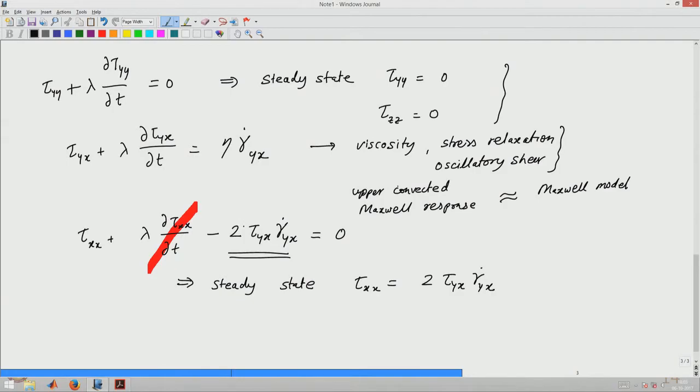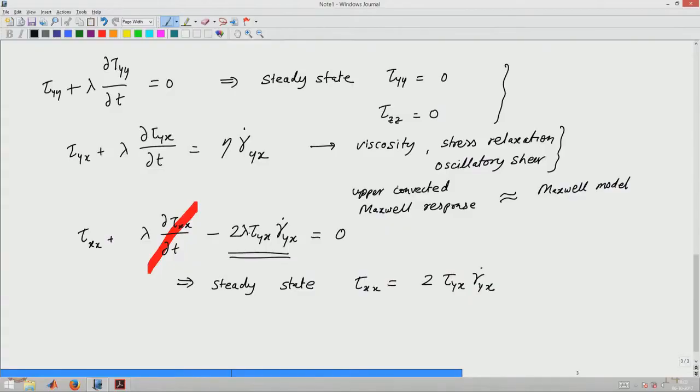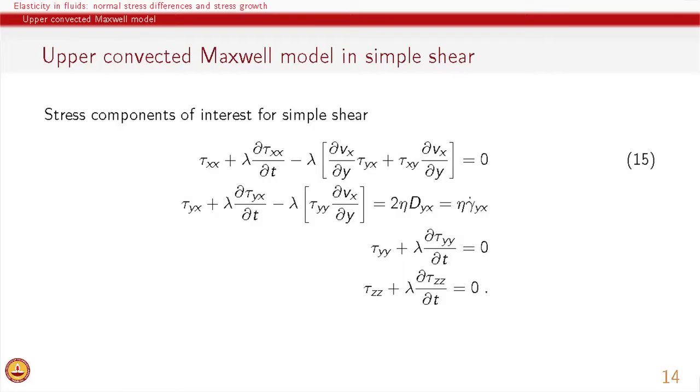There is a factor lambda also which I have omitted here. Remember this lambda which has to be written, and therefore, I will add that here. So, there is a lambda here and that lambda also has to be added here. And we know that the steady solution for shear itself is that tau yx is equal to eta times gamma dot yx. So, just recall that tau yx is equal to eta gamma dot yx. So, that can be substituted here and therefore, we will get 2 lambda gamma dot yx squared.